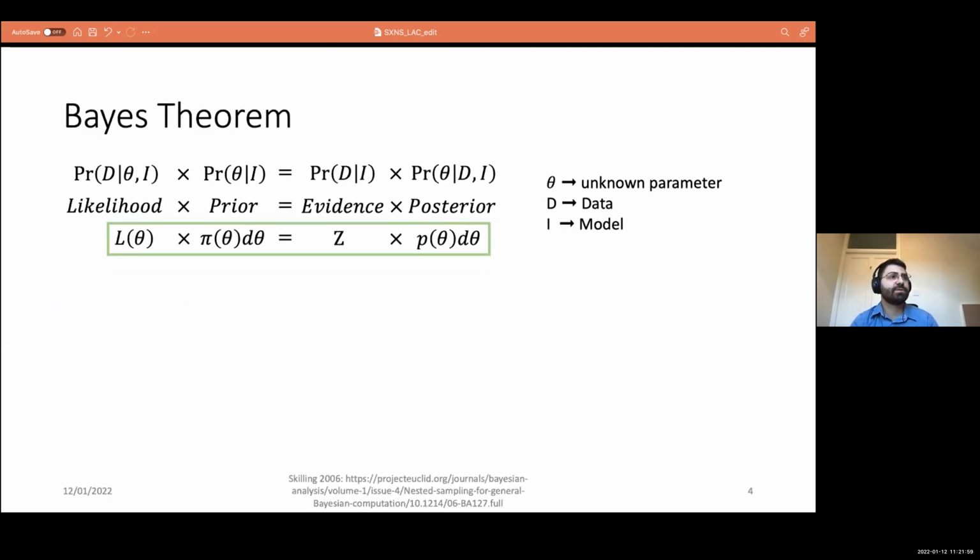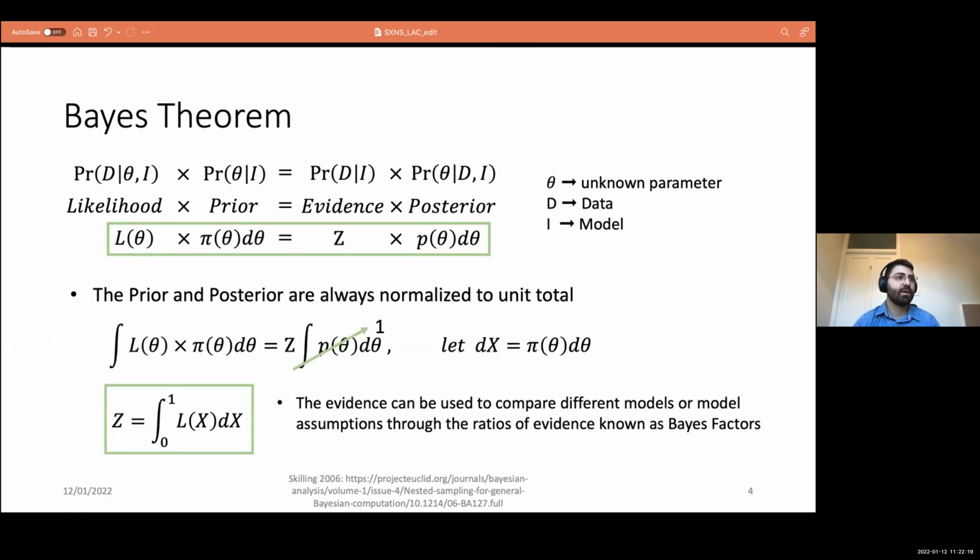In these projects, we're using Bayesian model selection, which relies on Bayes' theorem, which is used to update the probability for a hypothesis as more evidence or information becomes available. What we're interested in in this case is the evidence, which tells us the probability of the data being generated given the model. The reason we're interested in the evidence is that it can be used to compare different models or model assumptions through the ratios of evidence known as Bayes factors.